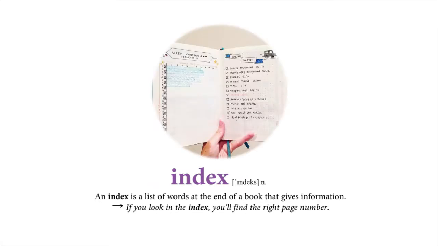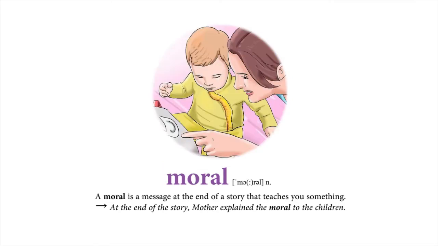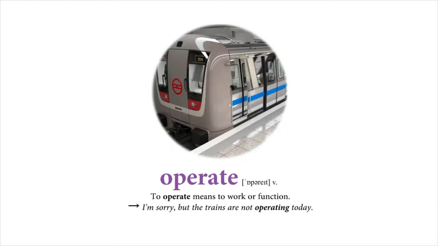Index. An index is a list of words at the end of a book that gives information. If you look in the index, you'll find the right page number. Lecture. A lecture is a long educational speech. His lecture on world hunger was very informative. Moral. A moral is a message at the end of a story that teaches you something. At the end of the story, Mother explained the moral to the children. Operate. To operate means to work or function. I'm sorry, but the trains are not operating today.